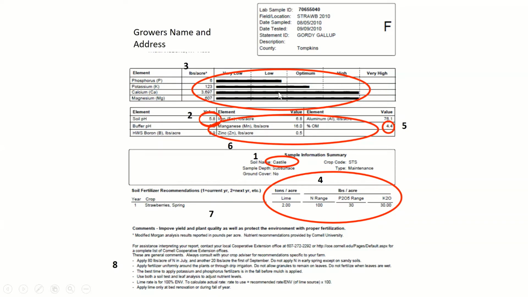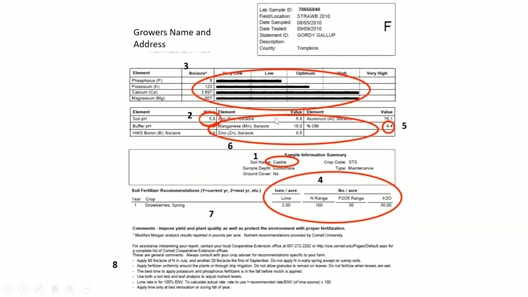And high calcium plays into what we call the cation exchange capacity. So if you have high calcium, it's harder to lower pH. And just knowing that right from the get-go is helpful.